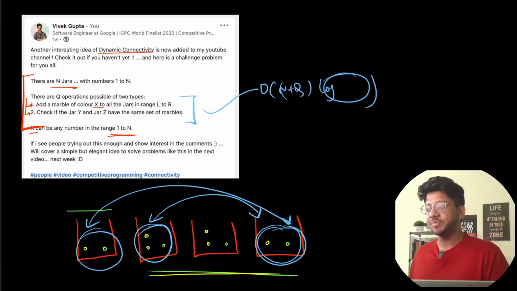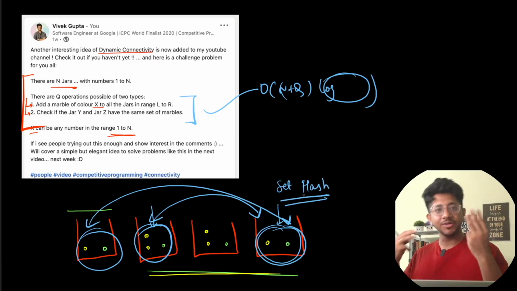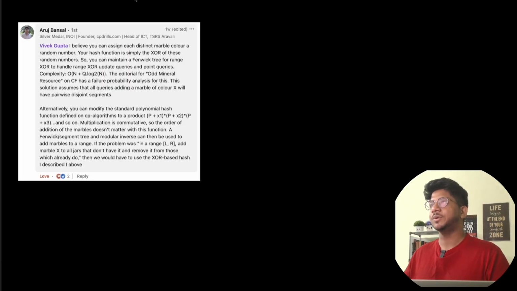We have been talking about comparing two sets, so what we will use here is SetHash. There are three different types of hashes that we generally read about.